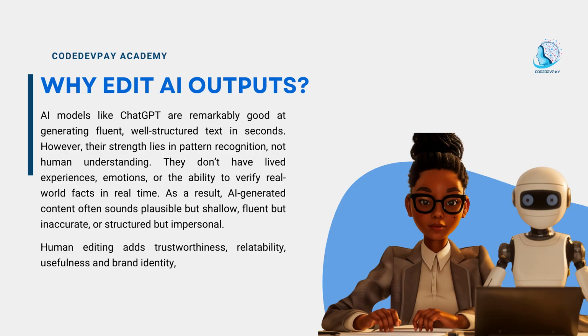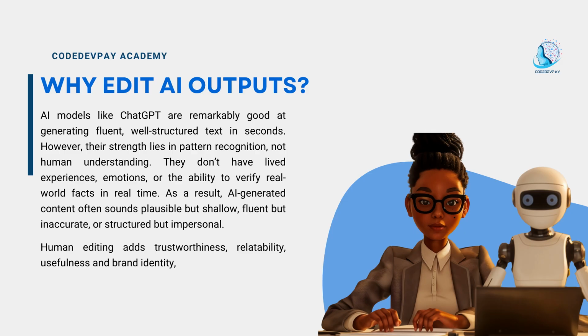The second thing we look at is relatability. Machines, these AI models such as ChatGPT, can't truly feel emotions, humor, or cultural nuances. Human editors adapt the tone, language, and examples to reflect real audience experiences and cultural context. An example is rephrasing a generic AI output into a conversational tone or using local expressions that resonate with the readers.